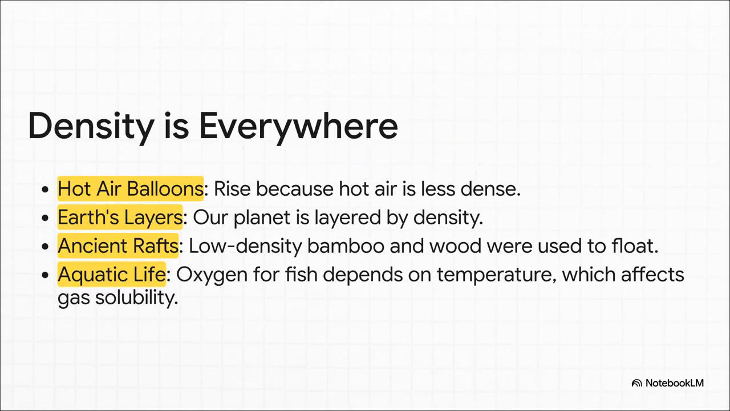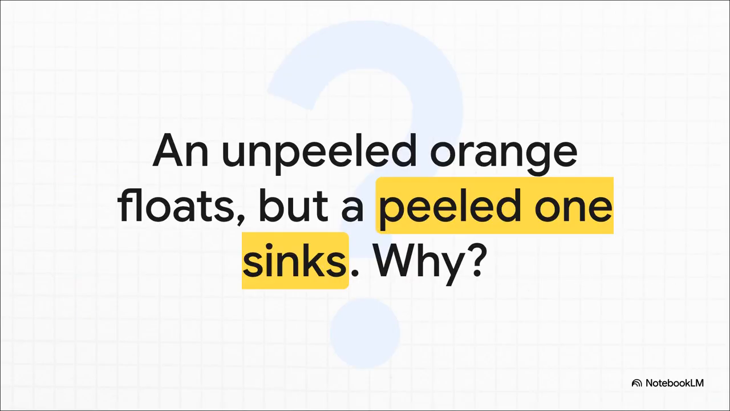So once you start thinking in terms of density, you start seeing it everywhere. It's why hot air balloons work. Hot air is less dense, so it rises. It explains why our own planet is layered, with the densest materials sunk to the core. It's how early humans figured out that low-density stuff like bamboo would float, letting them build rafts. Even the oxygen available for fish to breathe depends on temperature and density. It's everywhere.